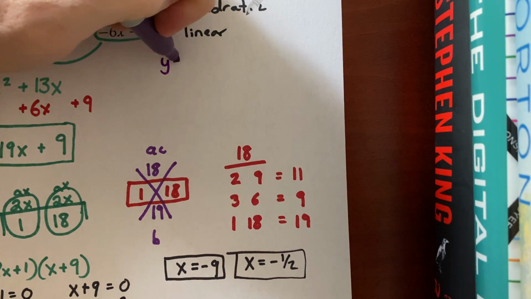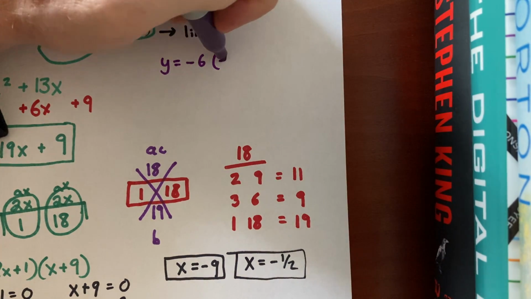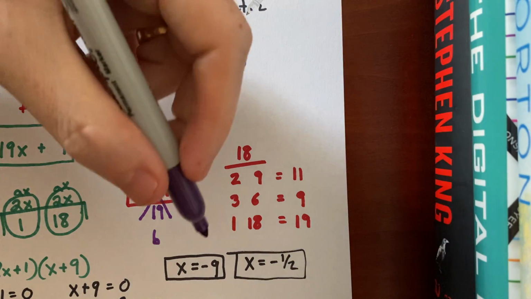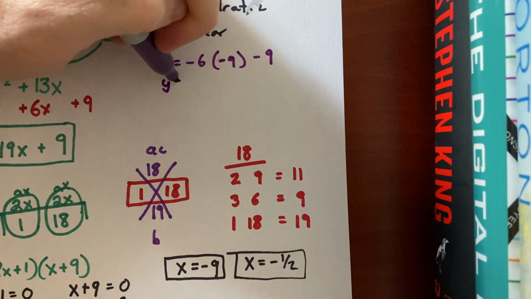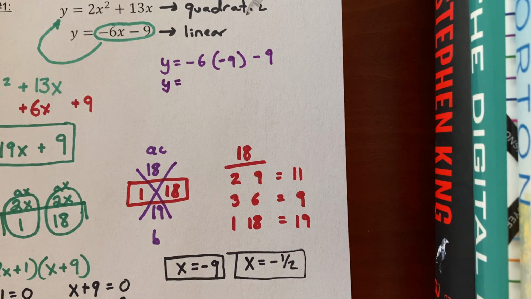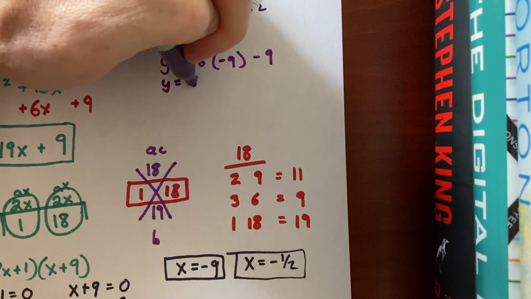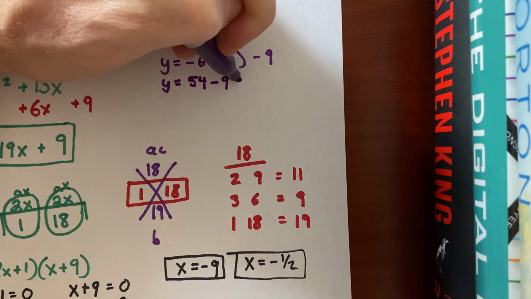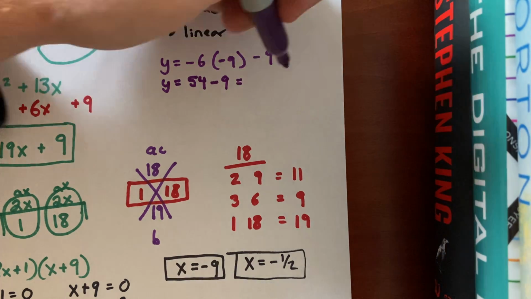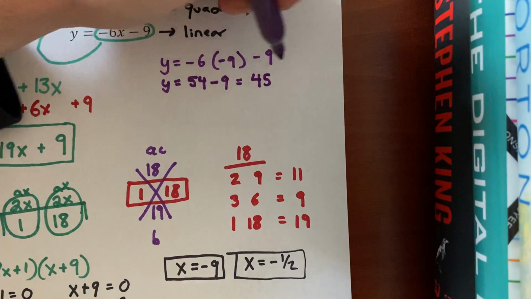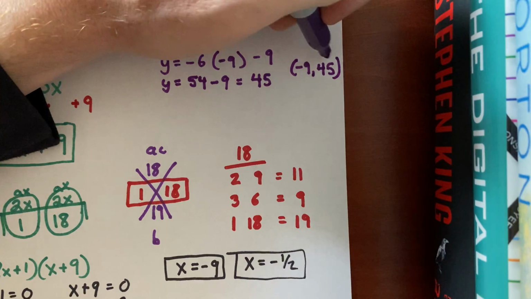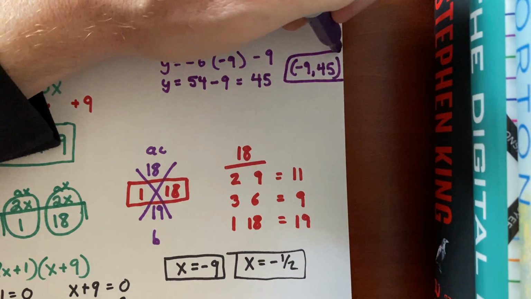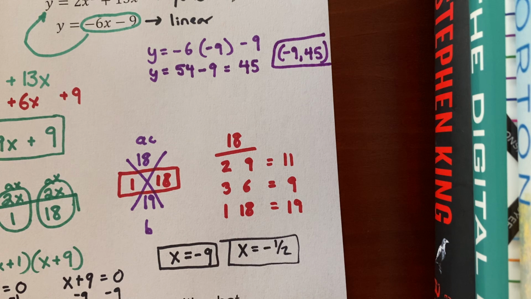So I'm going to write y equals negative 6, and I'm going to substitute in my x value that I just found, which was a negative 9. I'm going to do that one first. And then minus 9. And then let's go ahead and do this math here. Using our finger trick, we know that negative 6 times a negative 9 is a positive 54. And then 54 minus 9 is a 45. So one of my solutions is negative 9, 45. Remember, our answers are a point in which these two equations are intersecting. That's one of my solutions.